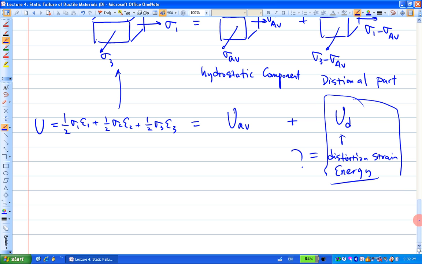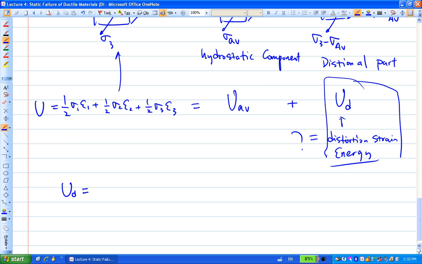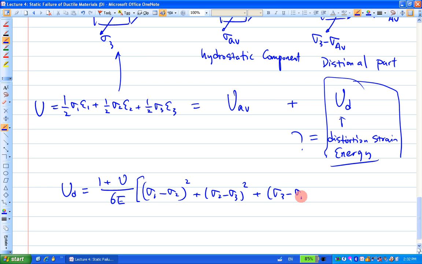If you follow the process, it's not a very bad derivation, but I'm going to skip it. We find the UD value as (1 plus V) over 6E, where V is the Poisson's ratio and E is the Young's modulus, times a long expression: (sigma 1 minus sigma 2) squared plus (sigma 2 minus sigma 3) squared plus (sigma 3 minus sigma 1) squared. That's UD.